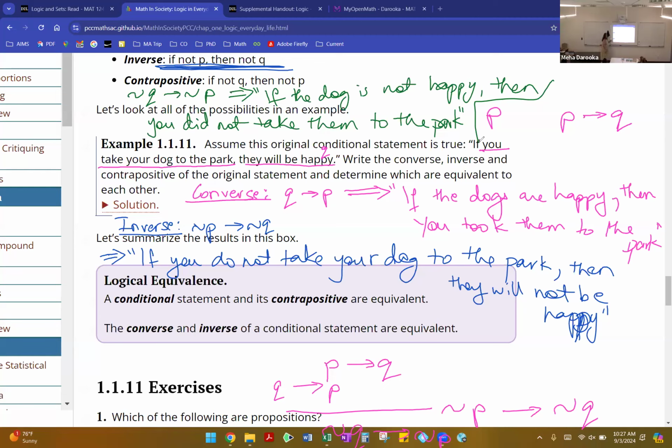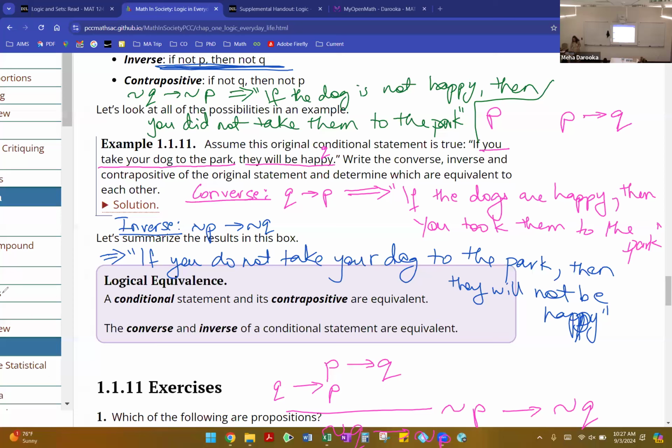And so the best thing to remember is the verses go together. Converse and inverse, they both end in verse, so they are equivalent to each other. And then of course, the original conditional statement goes with the contrapositive. So if you can just remember that the verses are equivalent, then you'll know the other two go together.